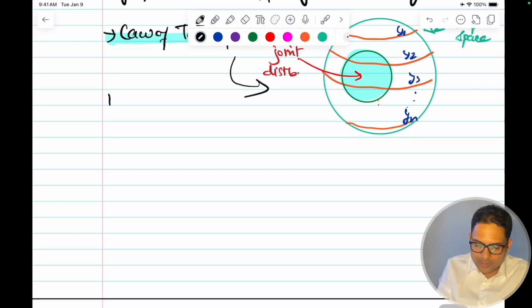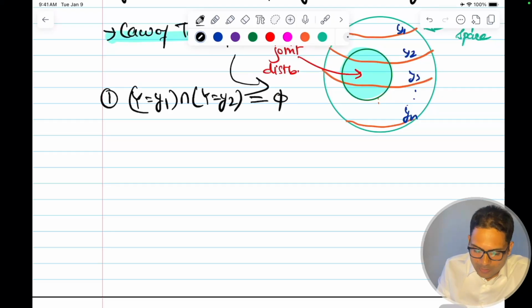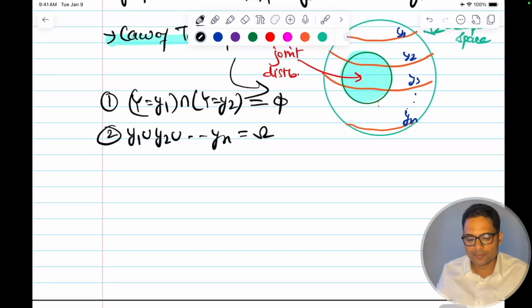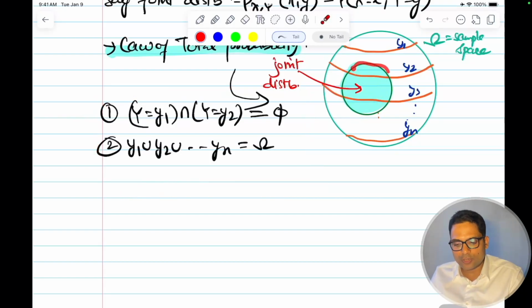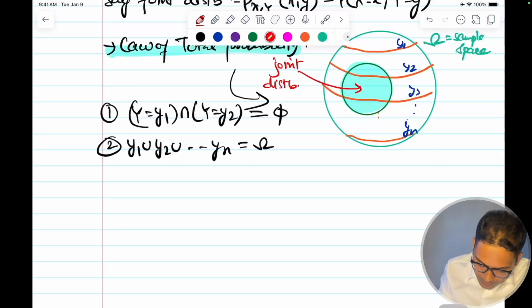So what are the properties of this? The event y equal to y1 intersection y equal to y2 are mutually exclusive, so this will be equal to the null set, and the sum of all these should cover the sample space. So y1 union y2 union till yn should be my omega. These are the two conditions that it should satisfy, and this is my joint probability. If I sum this joint distribution probability across all the possible values of y, I'll get the marginal distribution of x. Let me write it down as a note.